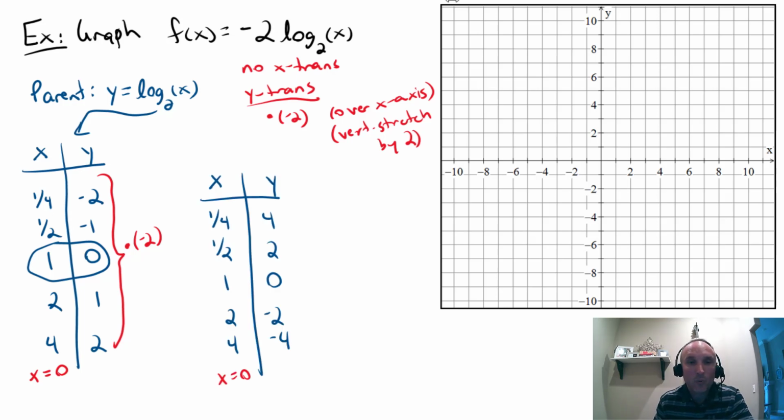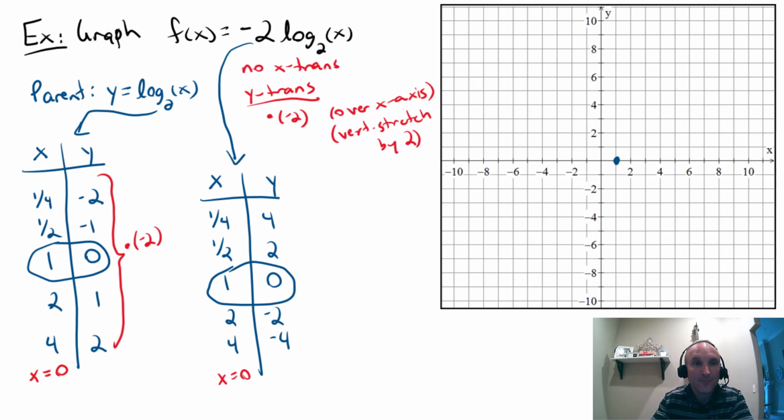So when I multiply my y values by -2, they all switch sign and double. Our reference point remained at (1, 0), right? There were no shifts or anything, just stretching and reflecting. And my asymptote remained at x equals 0. So I'm going to start by plotting those because this is my final xy table for my transformed function.